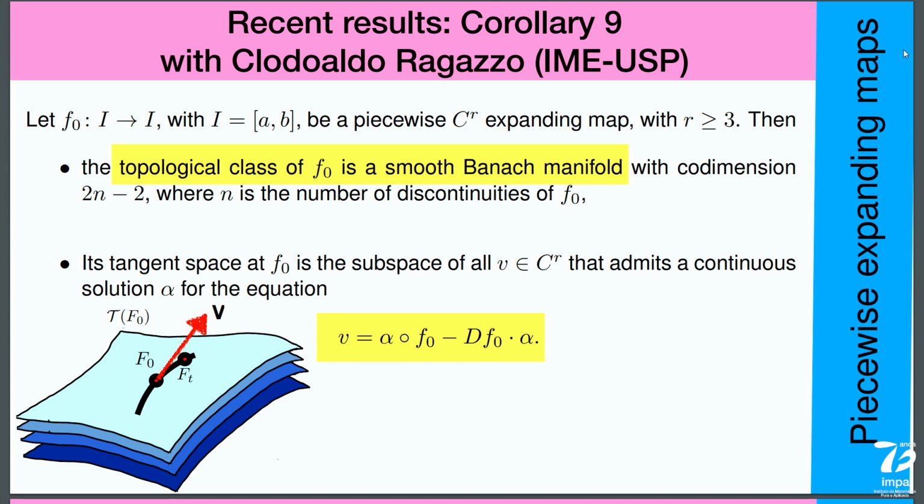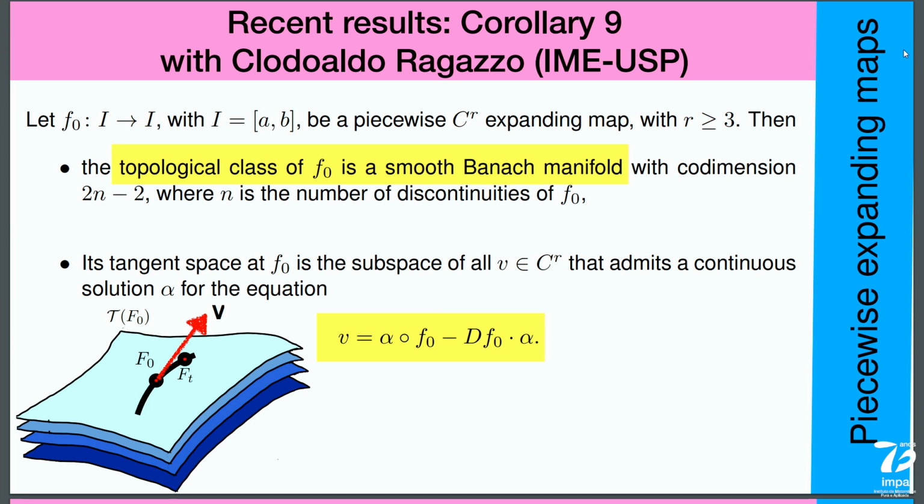So a consequence of this is the following. Pick a piecewise expanding map, let's say C3. Pick all the piecewise expanding maps of class C3. So if you pick some F0, you consider all the maps that have exactly the same topological dynamics as this map. So this is the topological class of F0. The topological class of F0 is a Banach manifold with finite codimension, and the codimension is just given by the number of discontinuities of F0.